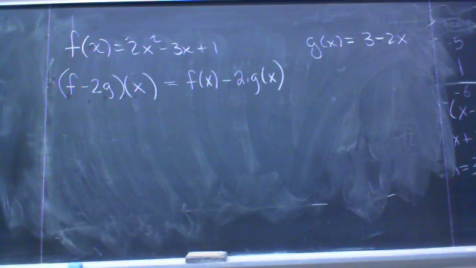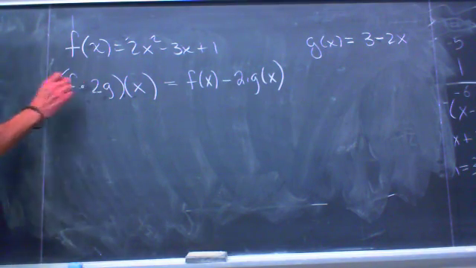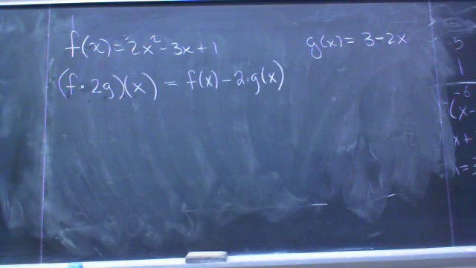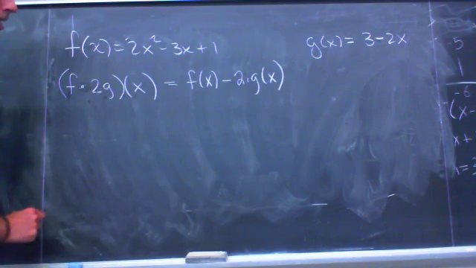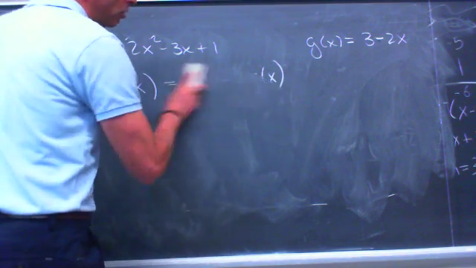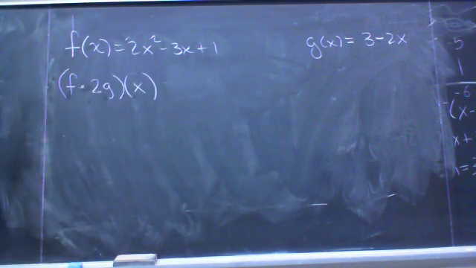If I throw a times sign in there, it means to do f at x times 2 times g at x. And divide would work the same way. It does not mean to take this and multiply it by x. I don't write this notation because I can just do it from looking at this.